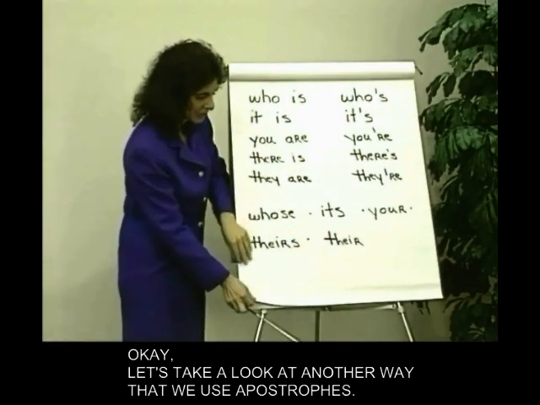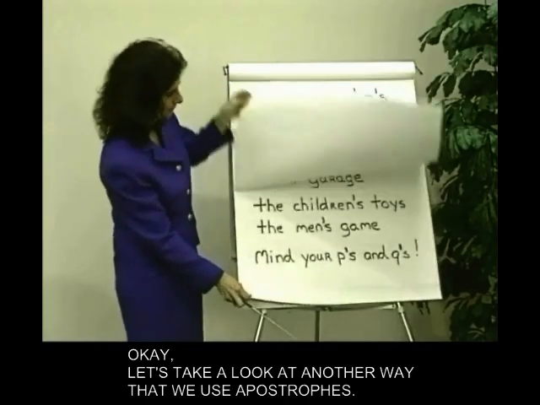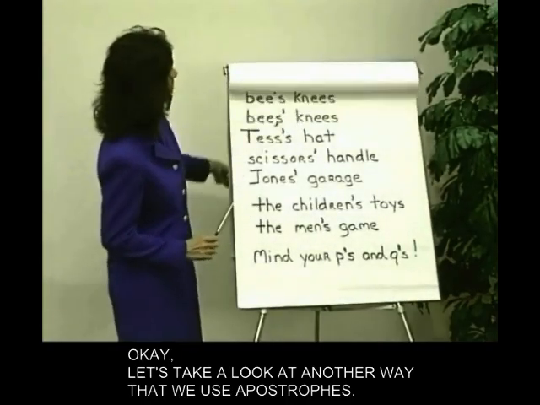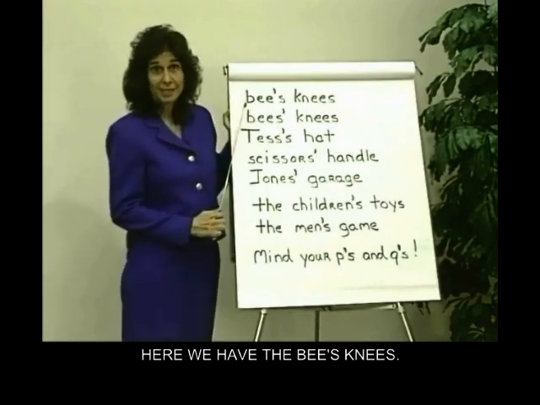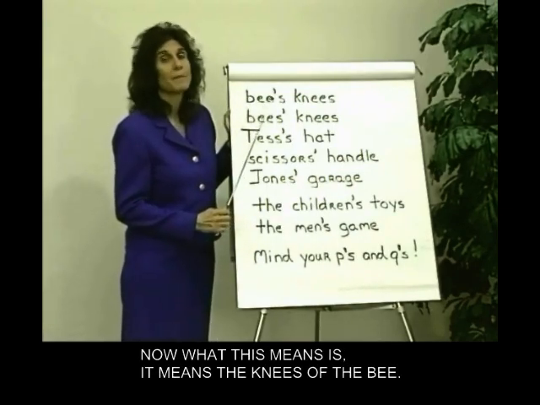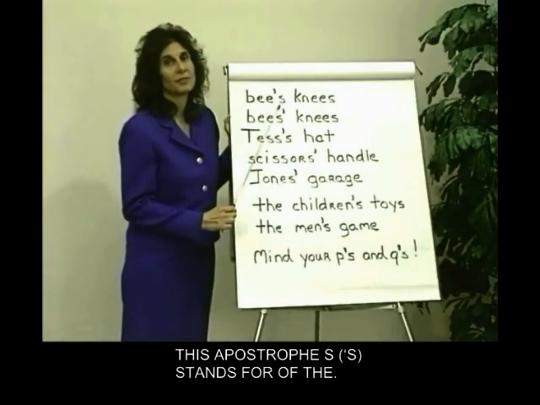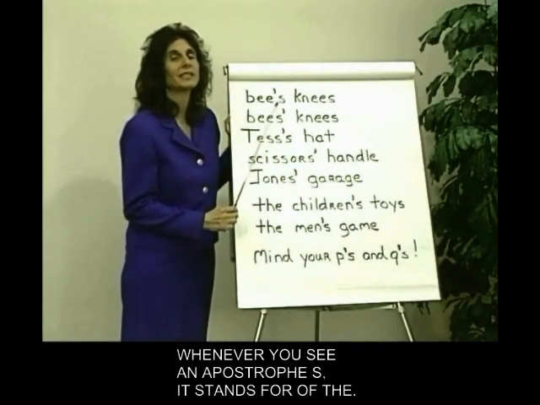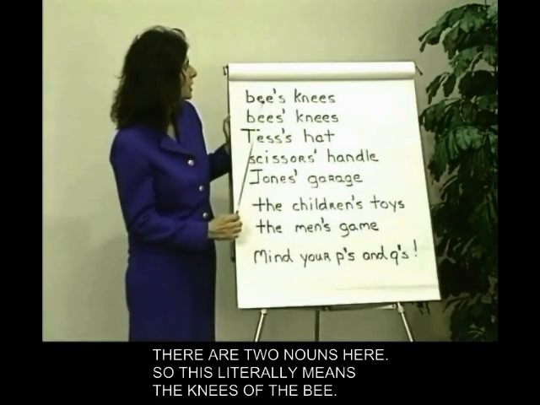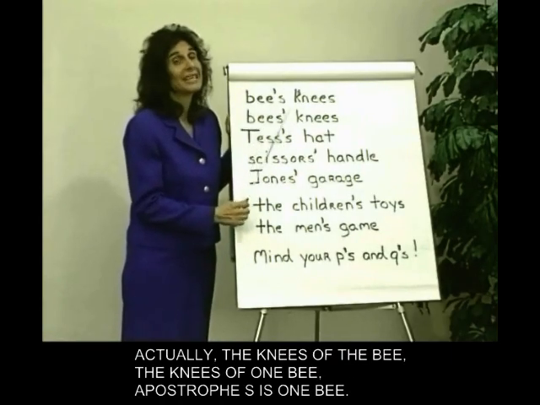Okay, let's take a look at another way that we use apostrophes. Here we have the bee's knees. Now what this means is the knees of the bee. This apostrophe S stands for of the. Whenever you see an apostrophe S, it stands for of the. There are two nouns here. So this literally means the knees of the bee.